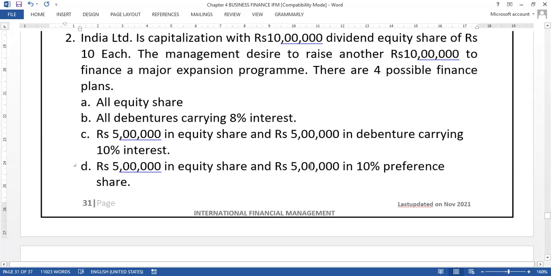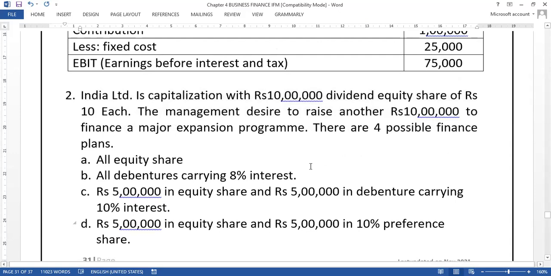Now here we have to understand one simple logic. India Limited wants to raise 10 lakh, with shares of rupees 10 each. The management has many options: focus completely on equity, completely on debentures, on equity and debentures, or on equity and preference shares. That means the management has a lot of plans for how to raise the funds.